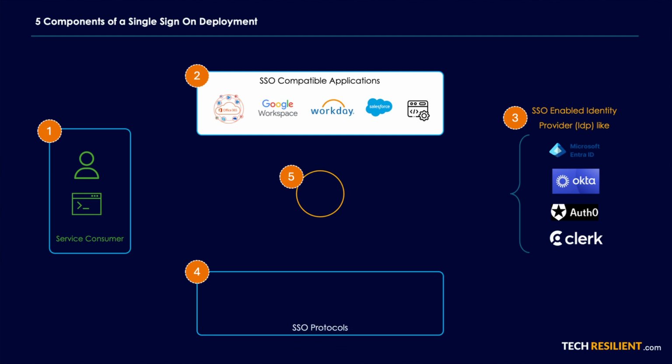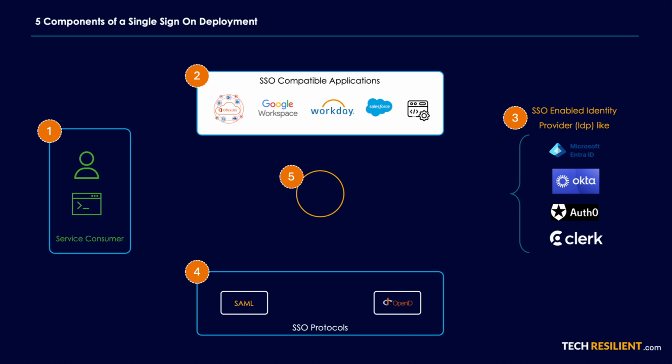The next component is SSO protocol. There are two protocols that are widely used in industry for implementing SSO. One of these protocols is SAML, and one of them is OpenID. From high-level view, they do follow the same type of process for authenticating the users.